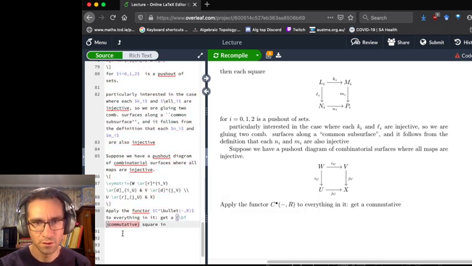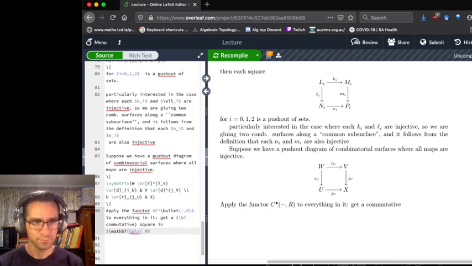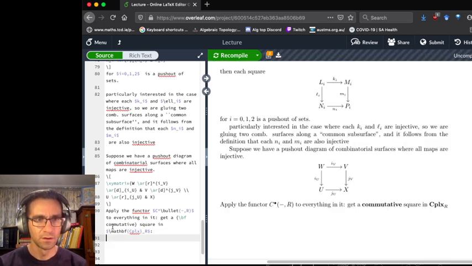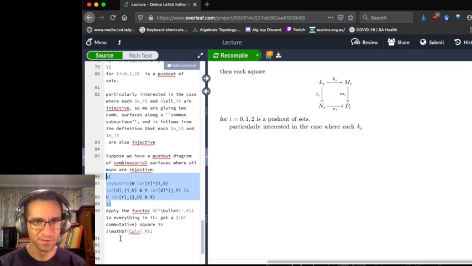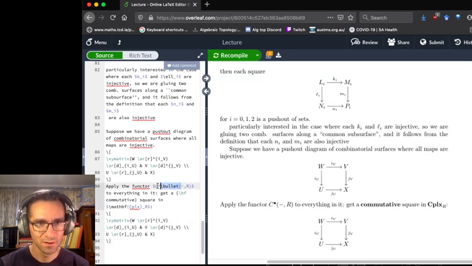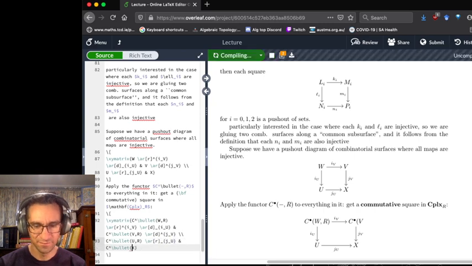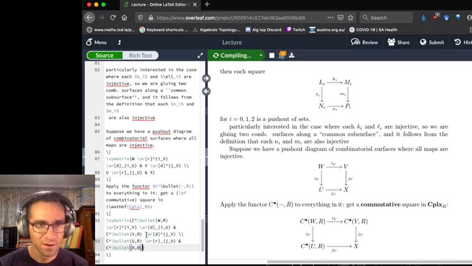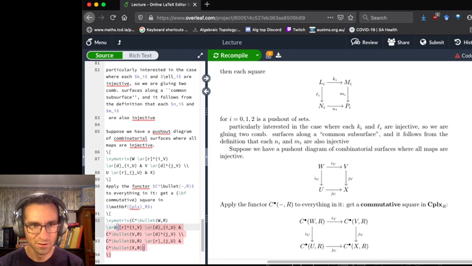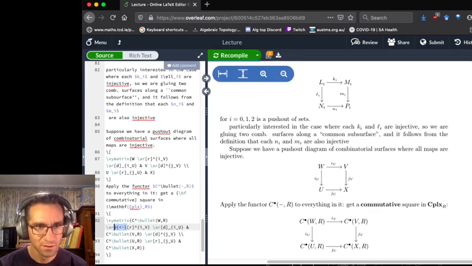So what does this look like? Well, I'll copy the diagram, and I'll put C bullet in front of everything. So this is like literally applying the functor to everything in the diagram. And we have to turn around all the arrows, so cover your children's eyes. Something a bit naughty here. Literally turning around all the arrows.